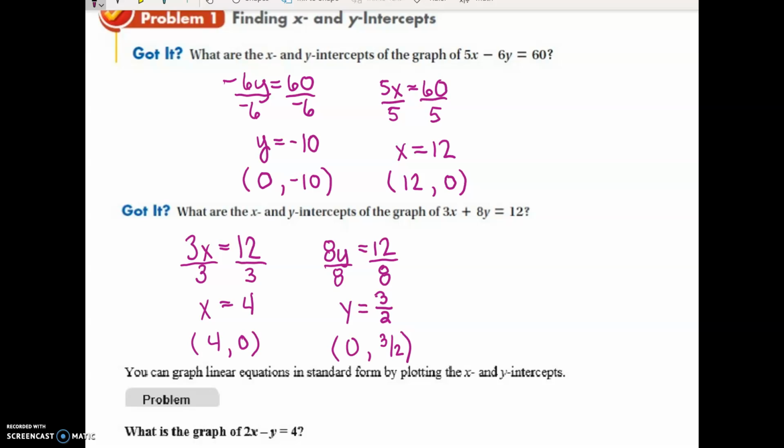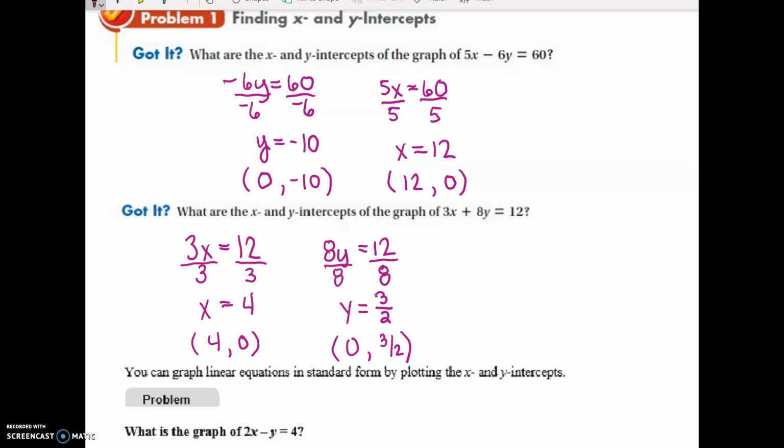So here is the solution for the next example. You can see that I plugged in 0 for x and 0 for y, so I have my two problems. And we solved. So your x-intercept should end up being (4, 0), and your y-intercept should end up being (0, 3/2). And we can just leave it as an improper fraction for now. If we were graphing, I'd probably go ahead and change it to 1.5, but for these purposes, this is fine.